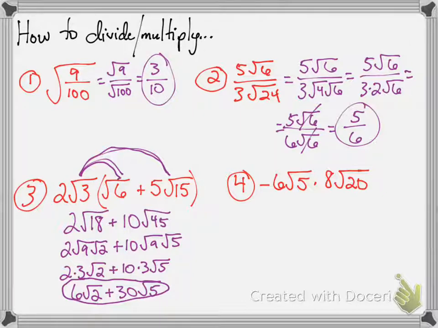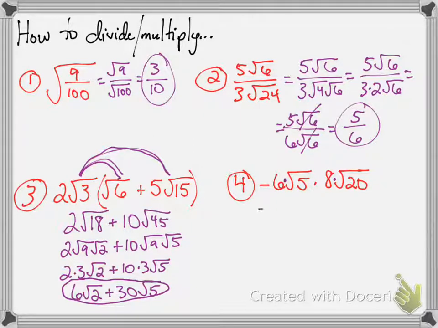In multiplication, maybe it's not necessarily distribution. It's just, here are 2 random terms, let's put them together and see what happens. So, with number 4, I have negative 6 square root 5 times 8 square root 20. I can rearrange this whole problem because everything is technically connected by multiplication. Negative 6 square root of 5 is being held together with a multiplication symbol. Same with the 8 and the square root of 20. It's all one gigantic multiplication problem. So what I'm going to do is rearrange it.